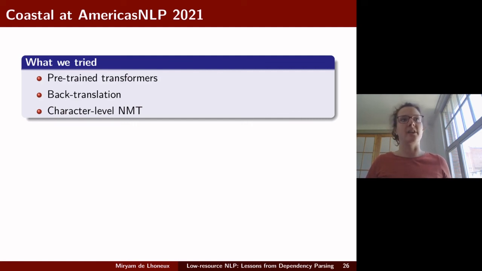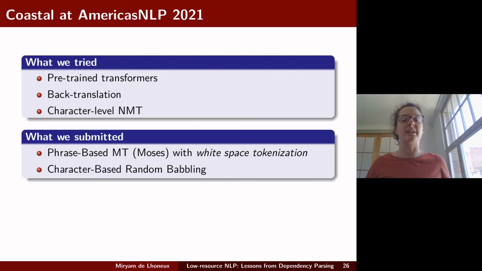We tried some obvious things, pre-trained transformers, back translation and character-level NMT, but all of this basically without any success. And in the end, we actually ended up submitting just our baselines with a very reasonable baseline, which is a phrase-based model. However, only doing white space tokenization, which you can expect to be a very low baseline for morphologically complex languages, because a lot of word forms will not have been seen, of course.